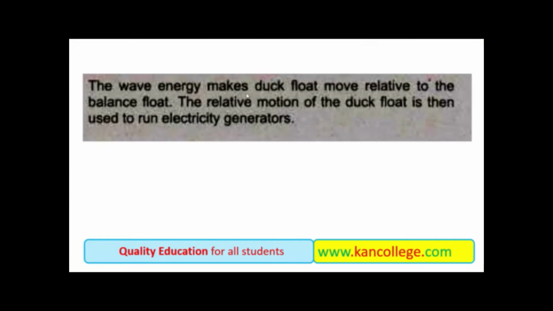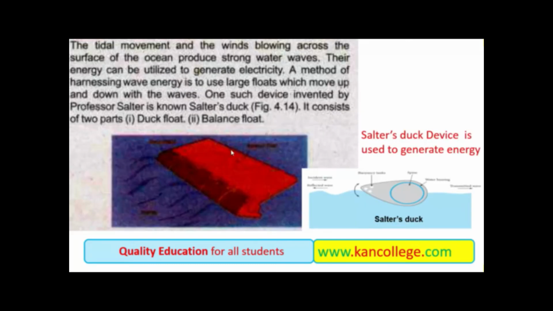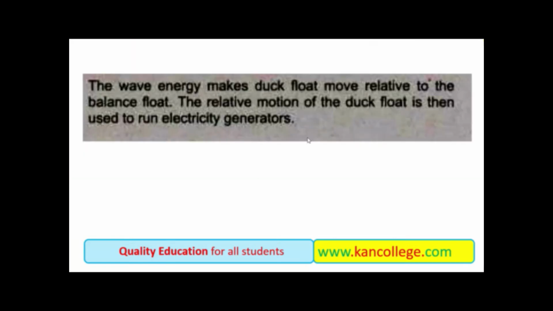So the wave energy makes the duck float move relative to the balance float, as shown in this figure. This is the balance float and over here is the duck float. The relative motion of the duck float is then used to run the electricity generator.